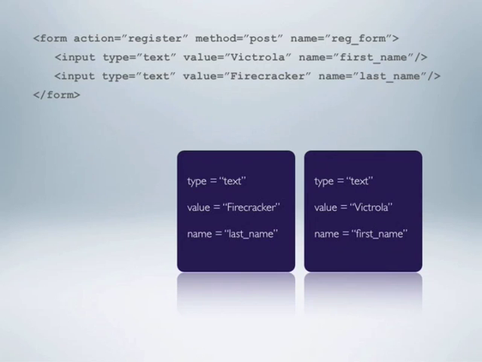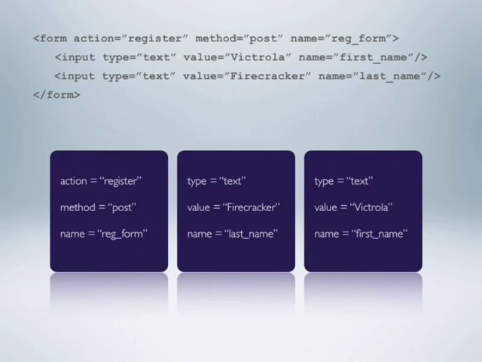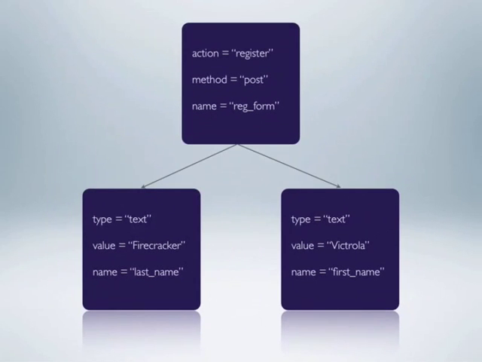It would also take the form itself and turn it into an object, with any attributes of the form tag becoming attributes of that object representing the form. The browser would then take those three objects and arrange them in the same hierarchy and the same order that they were in the HTML file. So it would set the first name and the last name input tag objects up as children, or sub-objects, below the form object.